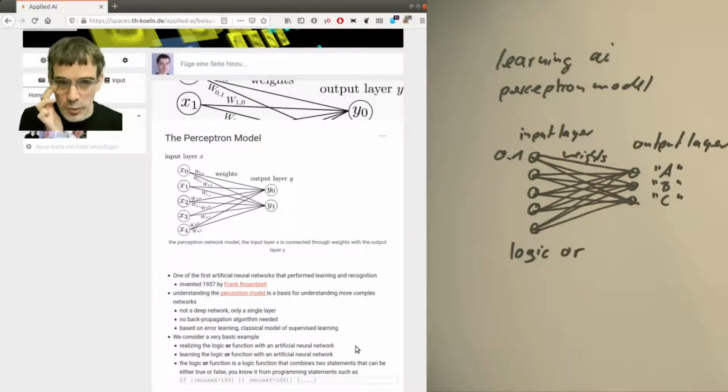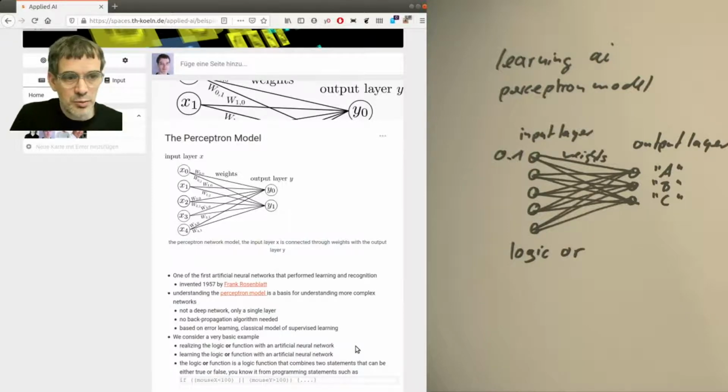The other thing is what we do this morning: I will step you through some handcrafted code using standard JavaScript arrays on computing an artificial neural network that produces a logic OR, and in a second step, that's the second lecture, on how to realize a program, or an artificial neural network, that learns the logic OR.